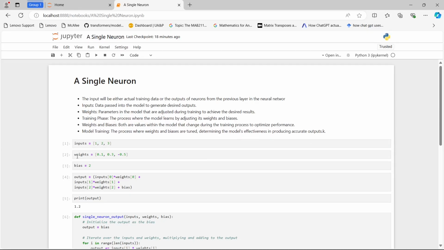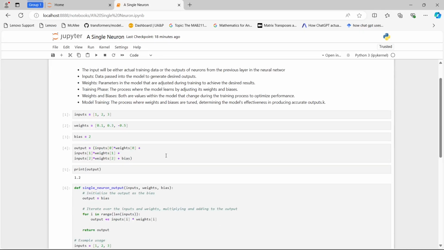We have this. For example, you have the inputs, which are 1, 2, and 3. Each point is an input, and for each input there is a corresponding weight. For example, for input 1 we have an assigned weight of 0.1. For 2, it's 0.3, and for 3, it's negative 0.5, and the bias is set to 2. The output is arrived at with this computation.